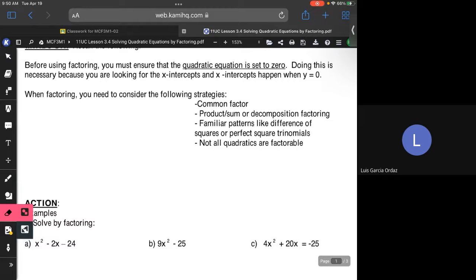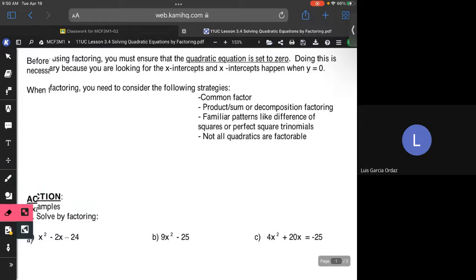0. So when we factor, before we do anything, I need to figure out if there's a number I can take out first, and then I can use the sum and product to help me factor my equation. Not all quadratics are factorable. Remember, if it's not factorable, it is not possible.